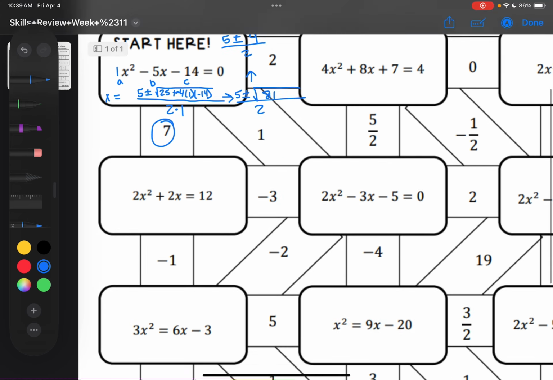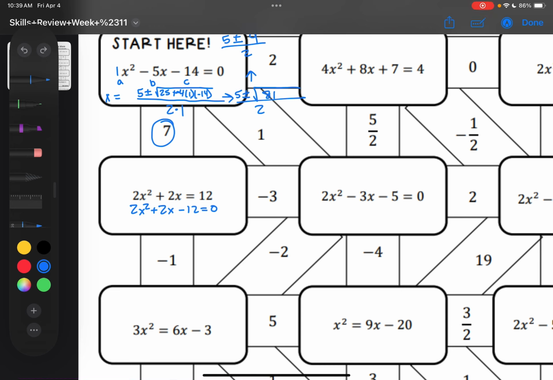So that would mean we move to this next one. So here, I'm just going to show you, we got to get it to 0, right? So we need 2x squared plus 2x. We're going to subtract 12 to get to this thing. This is a key thing here. Before you can do any factoring of any kind, you need to get it to 0.